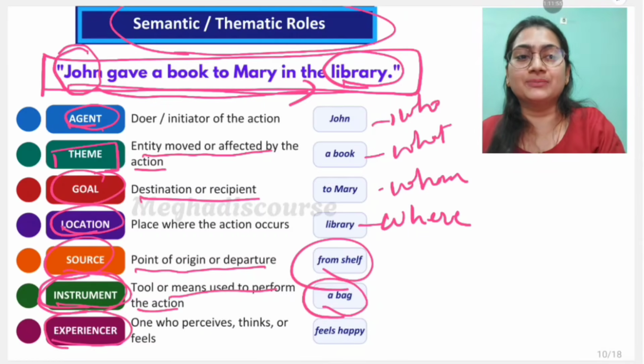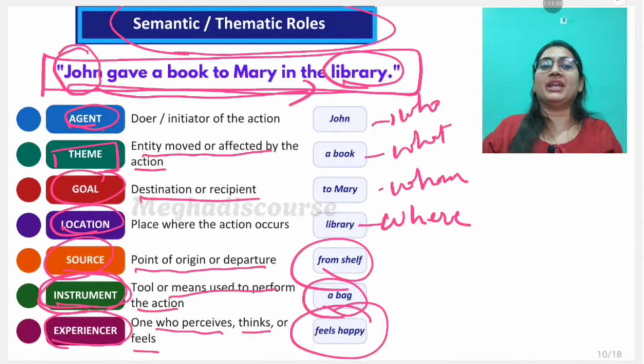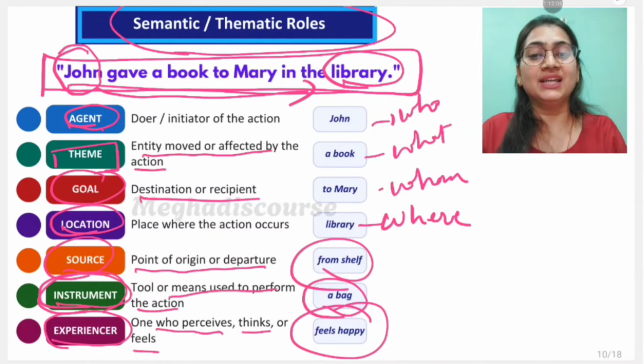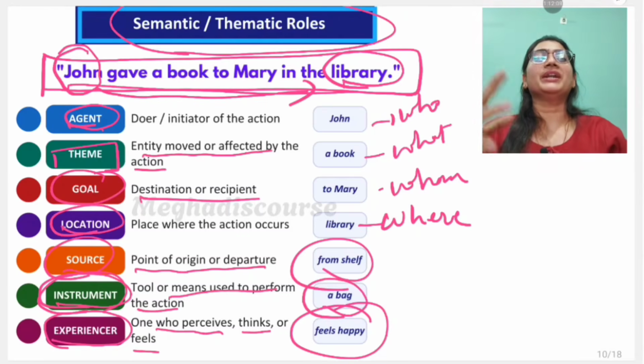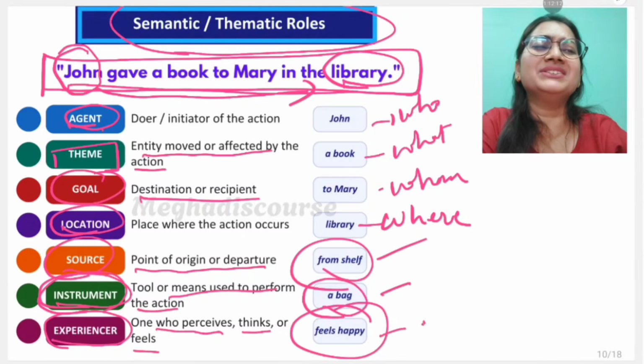Then experiencer: one who perceives and thinks or feels. Who feels happy? Mary. So this is the experiencer, that after getting the book, she feels happy. Okay, so this is how semantic theta role works. So now you can understand this one. Source, instrument, and experiencer mean your abstract ideas.